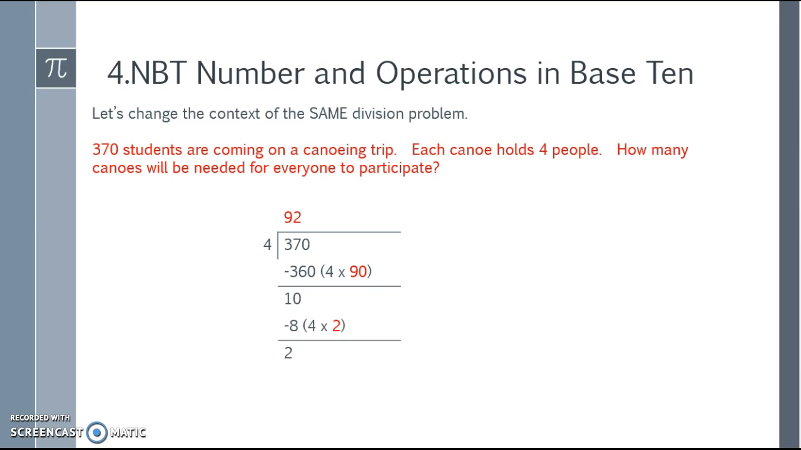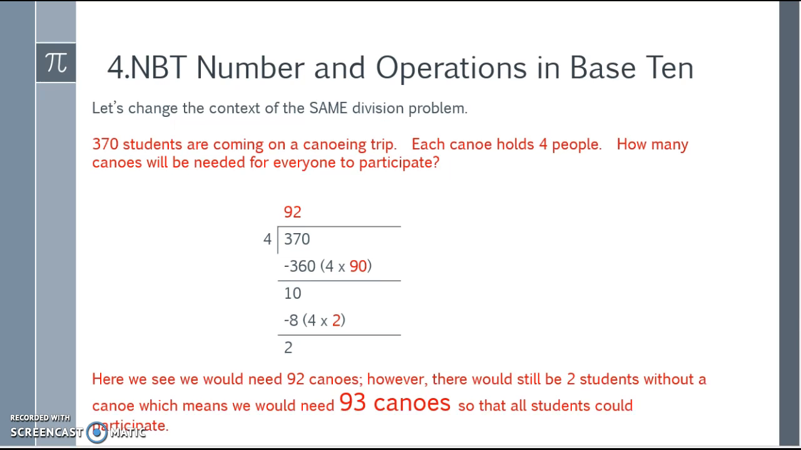Let's change the context of the same division problem. There are 300 students coming on a canoeing trip. Each canoe holds 4 people. How many canoes will be needed for everyone to participate? So when I look at this, I have the same division. That part didn't change, except the 2 represents how many people will not be able to fit into the canoe. So therefore, there's 2 students left out without a canoe, which means that we would need 93 canoes so that all students could participate. Now we know that each canoe wouldn't have an equal number of students, but at least everybody would be able to participate.